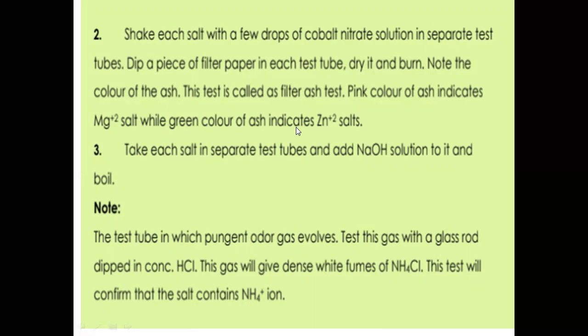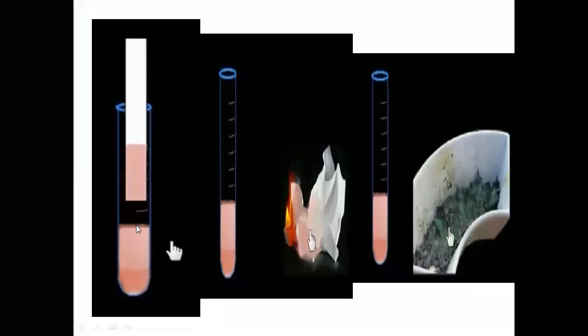So you can see in this image, first we will take the cobalt nitrate solution and mix it with our given salt. We will dip this filter paper in the solution. We will take that filter paper and we will burn it. And then after burning, we will check the color of the ash. You can see the color of the ash is greenish, which indicates that our salt contains the basic radical zinc.